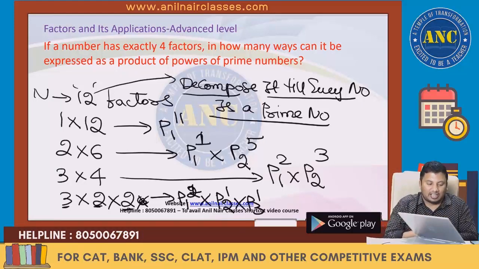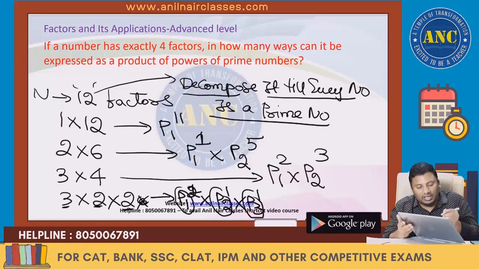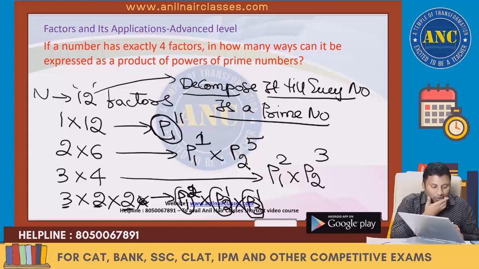12 factors are there. If he asks a question, how many maximum prime bases can it take? The maximum prime bases it can take is 3. What is the lowest prime base it can take? 1. So it is nothing but 1 into 12. 12 means P1 power 11. 2 into 6: P1 power 1 into P2 power 5.